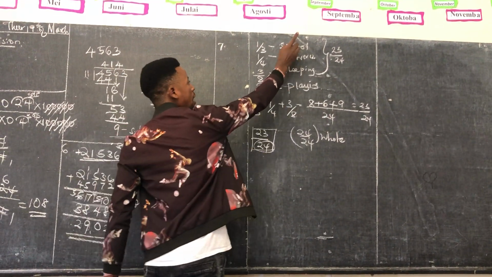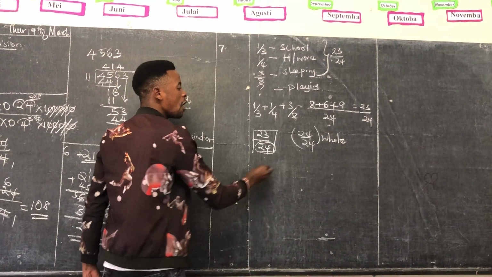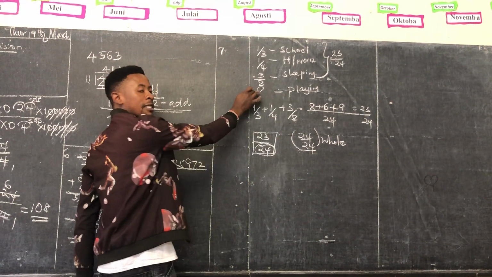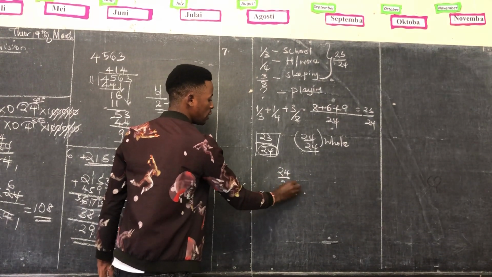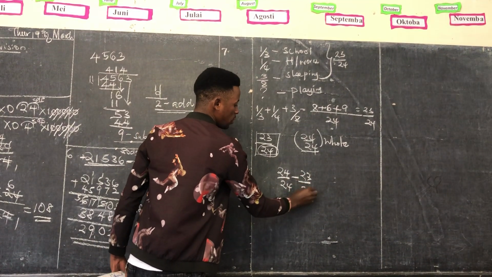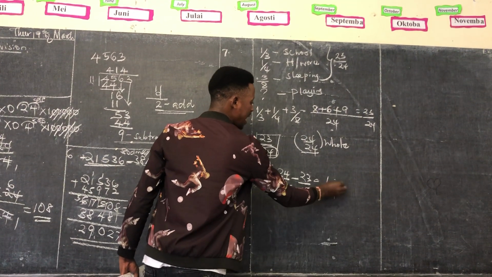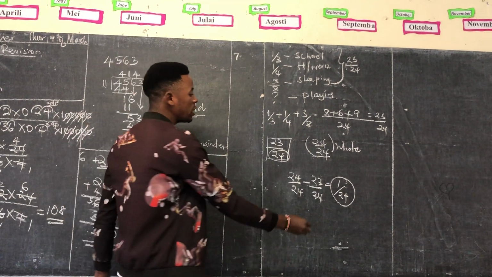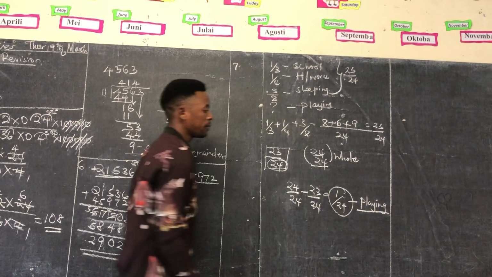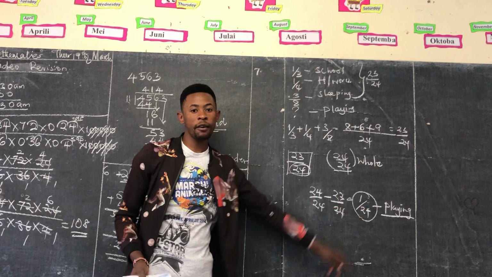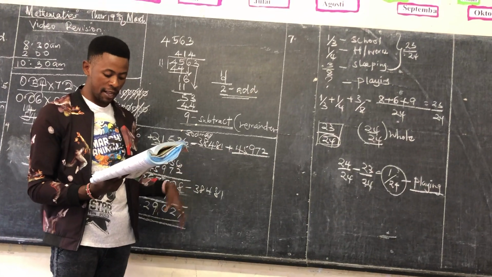Now, this one being the whole, we take what we have found as the sum of the time spent on school, homework, and sleeping, which is 23/24. We subtract from the whole so that we get the time that she spends on playing. So that is 24 over 24 minus 23/24, which gives you 1/24. So the fraction that she spends on playing, which is the rest, is 1/24, and that was the answer. I hope that is understood. I might clarify that one later.